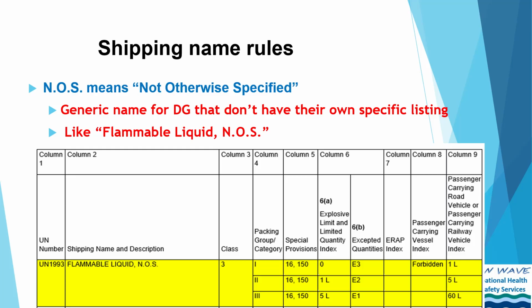So the regulations include the category flammable liquid not otherwise specified, where the acronym NOS means not otherwise specified. This is the catch-all shipping name for all flammable liquids that are not explicitly listed in Schedule 1. There are dozens of such categories throughout the schedule.